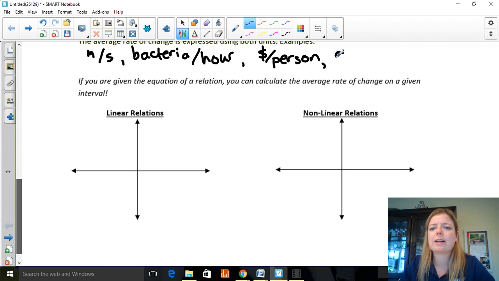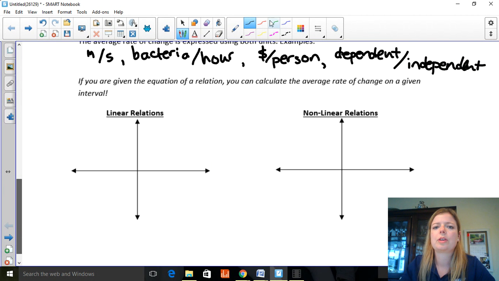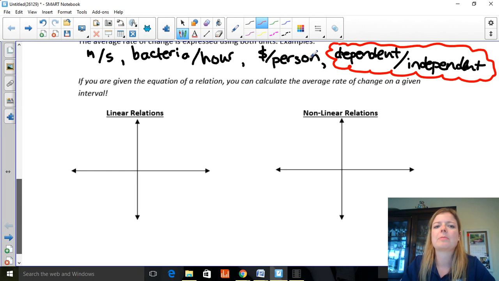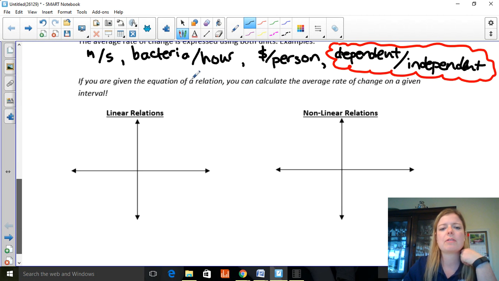But the key here is that it's always the dependent divided by the independent. You should be good at identifying which is which by now, since we've been working on that since grade 9. That's the key to determining what your units will be. So if you are given the equation of a relation, you can calculate the average rate of change on a given interval using, again, the formula above.